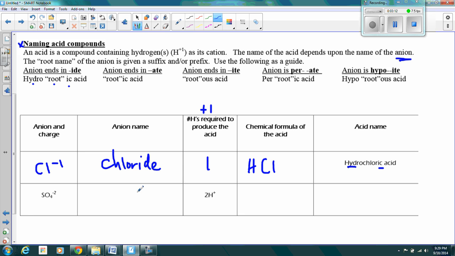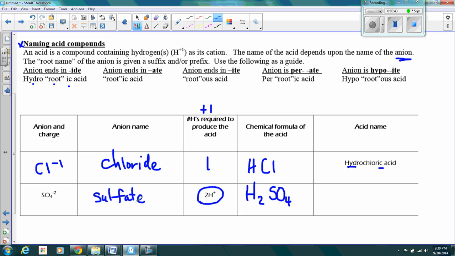Okay, let's try this next one. So here I have the anion charge SO4. I look it up, and this is sulfate. And I really need to pay attention to the anion. And I got 2 hydrogens because I have a -2 charge. So I need 2 hydrogens to balance that out. So how do I write 2 hydrogens? I write the H with the subscript 2 and then add my anion, SO4.